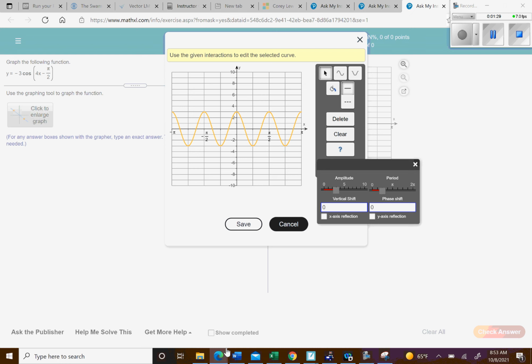Now, there is a reflection, by the way, because of the negative with the 3 in front of the cosine. That's going to cause all your y values to flip-flop. So that would be a reflection across the x-axis. And then the phase shift is going to be pi divided by 8. Go ahead and do that.